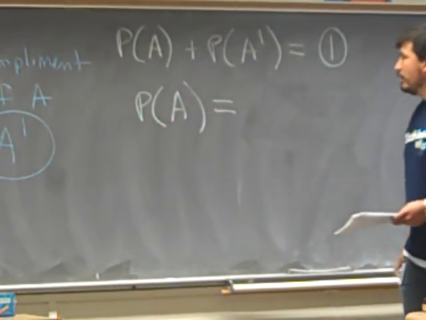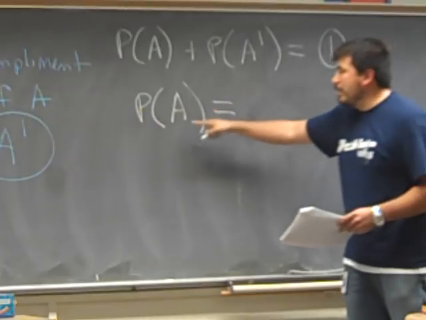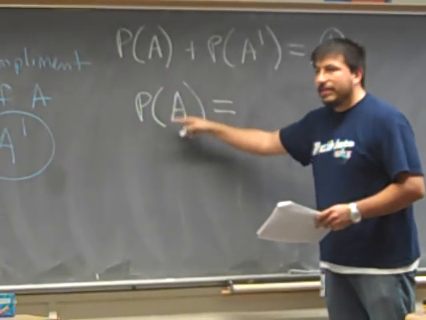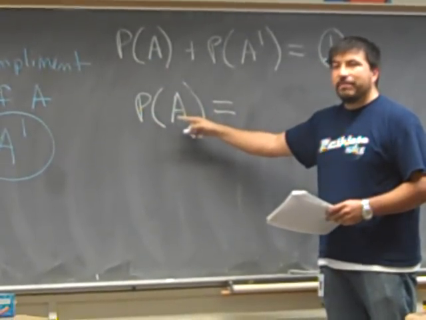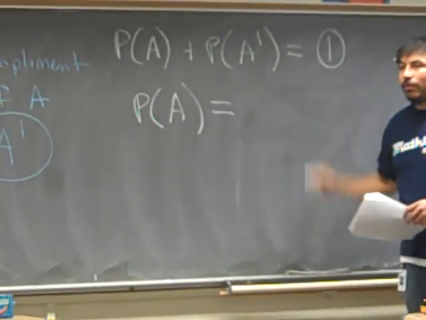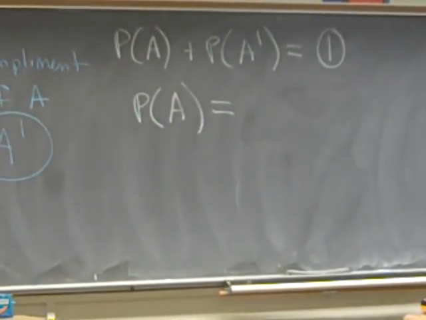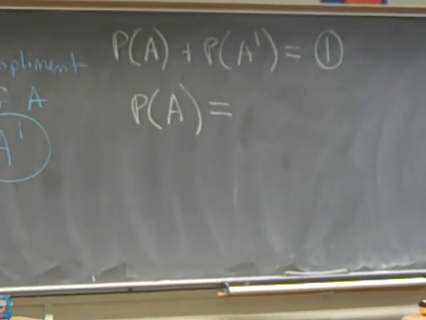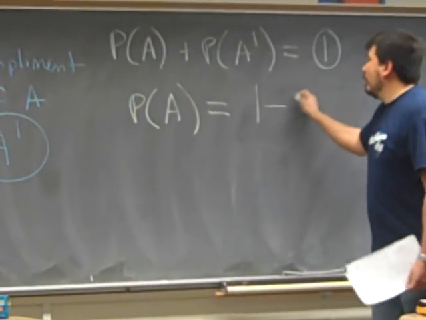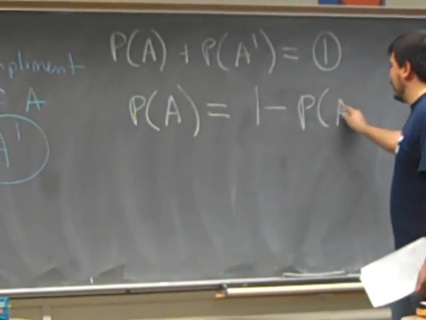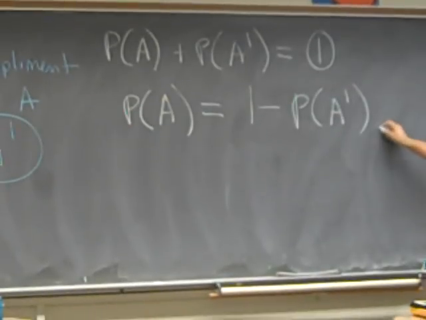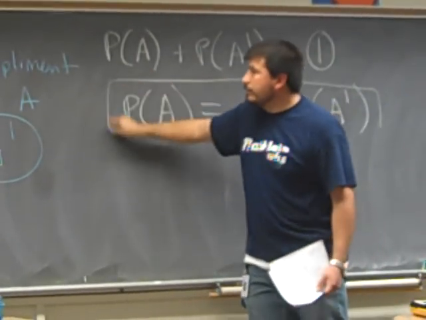From this identity, you get a very useful calculation. Maybe you don't want to count everything in A, because there are way too many of them. Maybe you know, however, the number of things that are not in A. So what could you do to calculate it? You do 1 minus the probability of the complement. This is a very useful identity.